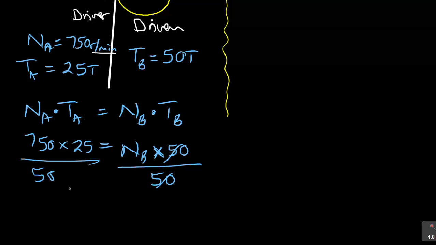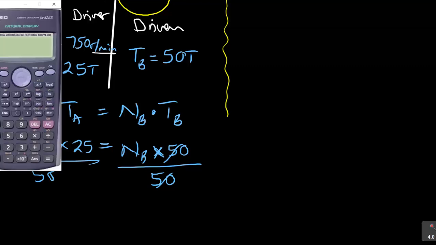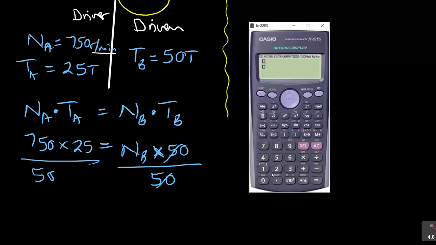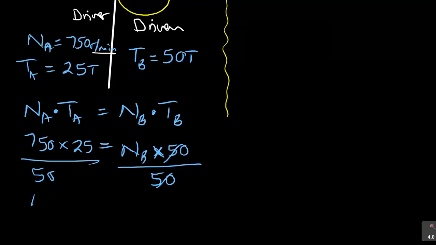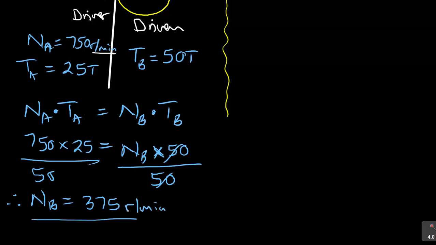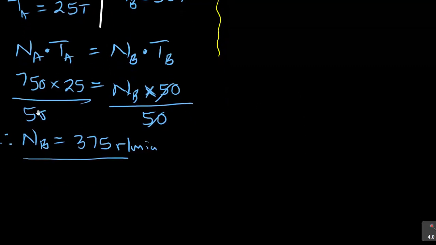So when I do that, if I use a calculator quickly, it's 750 times 25 over 50, and then it is going to give me 375. So I'm going to have NB being equal to, you can say therefore, because I'm interchanging here, 375. Remember, NB, the units there is rotation per minute. It's up to you. You can convert it into rotation per second. You know what to do.